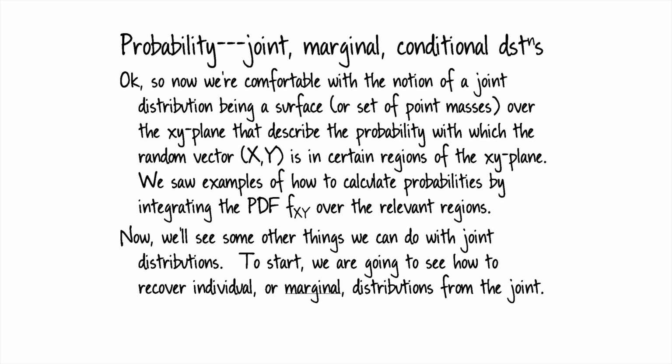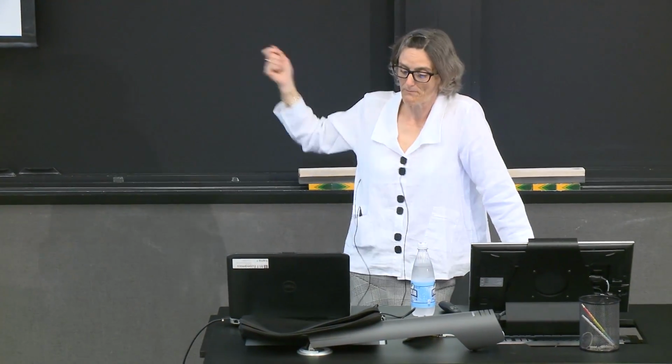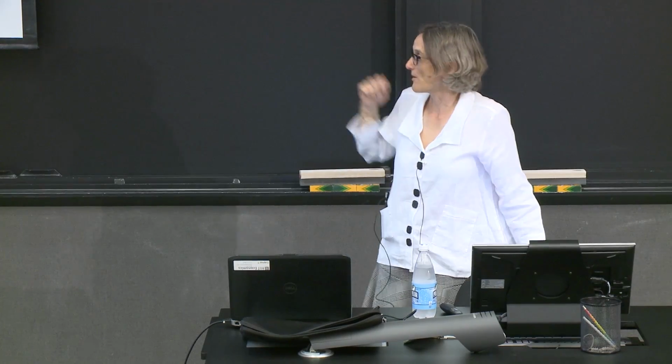Now we're going to see some other things that we can do with joint PDFs or joint distributions. One of the things we can do is take the information that's embodied in a joint PDF or joint probability function, and extract the information that tells us about the individual distributions of those constituent random variables. So let's suppose we've got a joint PDF of x and y, but we really only care about x for some reason. How do we get the individual or the marginal distribution of x from that joint distribution?